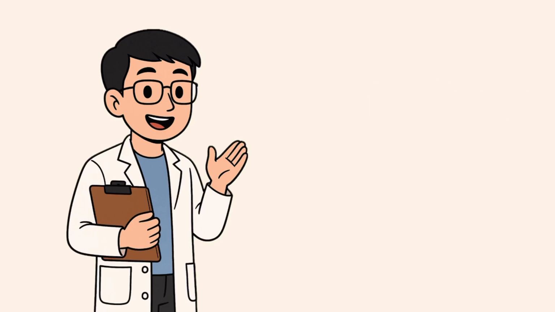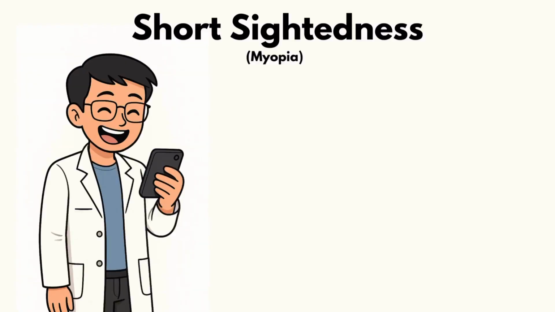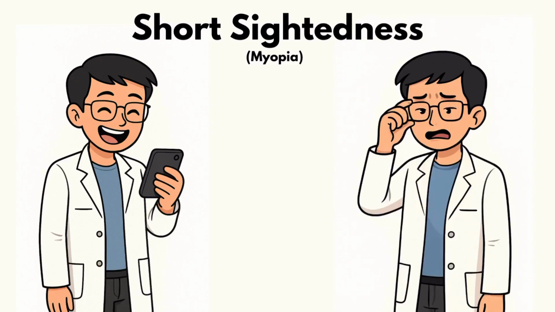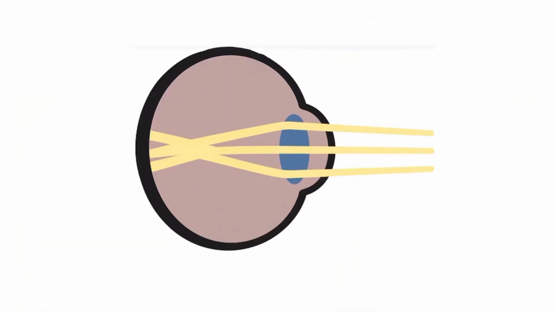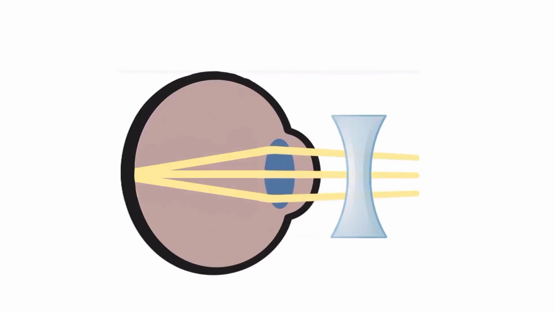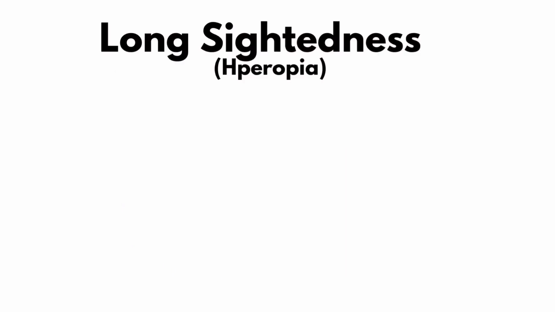Short-sightedness, or myopia, happens when a person can see close objects clearly but struggles with distant ones because the light rays focus in front of the retina instead of on it. This often happens when the eyeball is slightly too long or when the lens bends the light too strongly. Concave lenses correct this by spreading out the light rays so the focus moves back onto the retina.